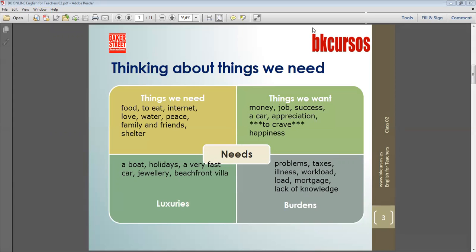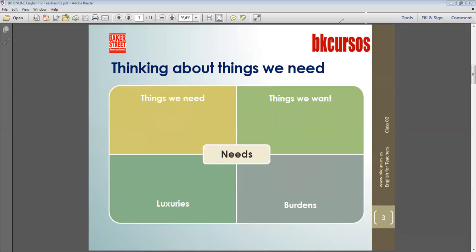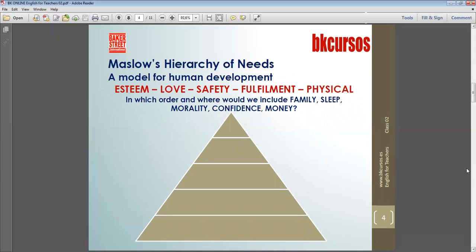Now, our model for this week is very, very easy. Do you know Mr. Maslow? Have you ever heard of Maslow? Okay. Well, this is great. Monica, can you see that shape? What kind of shape is that? A pyramid. But Maslow wasn't from Egypt, was he? He was not that old.